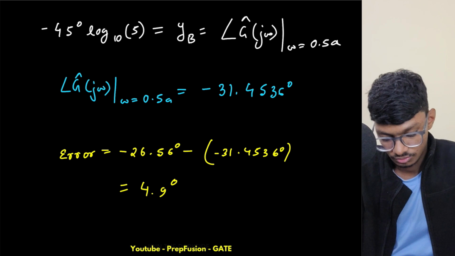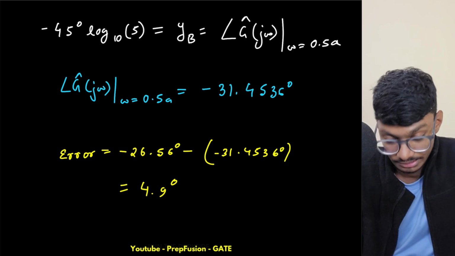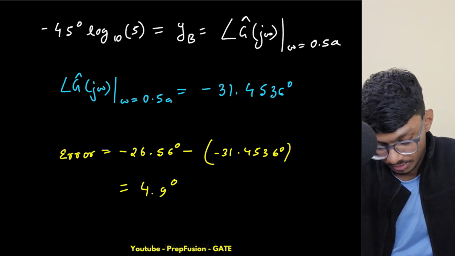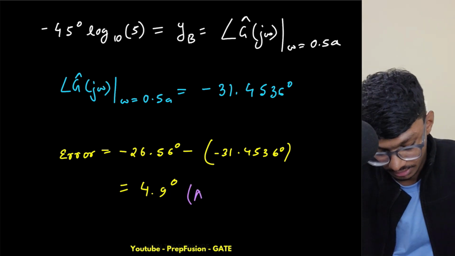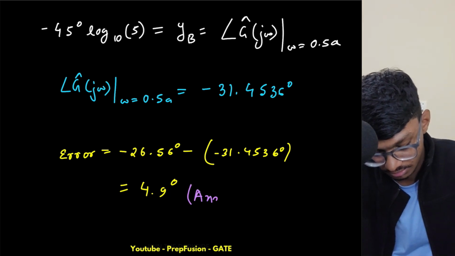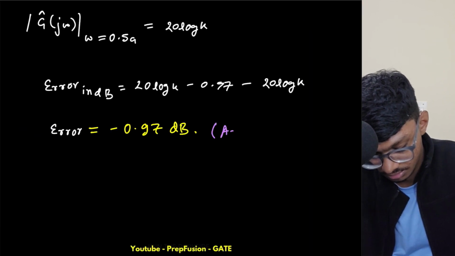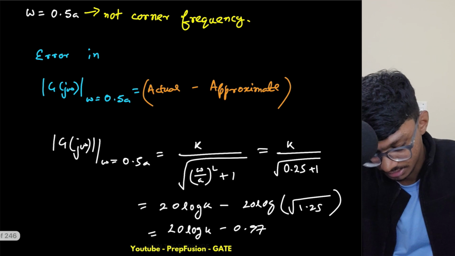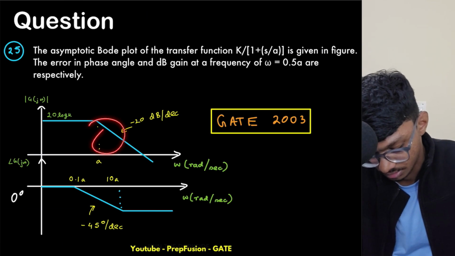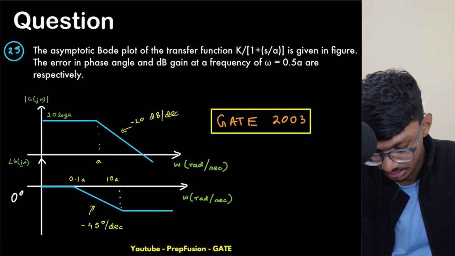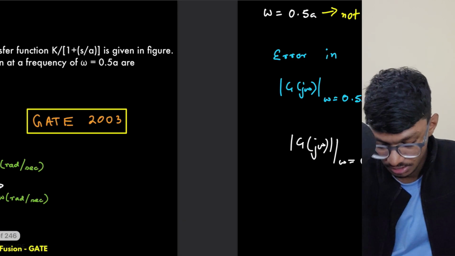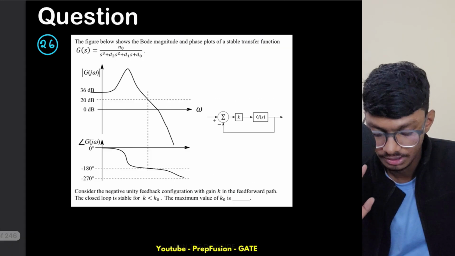Okay, so yeah, my answer will be this 4.9 degrees. This is the first answer, and this is the second answer. Okay, two answers, 4.9 degrees and 0.97 degrees. Okay, so yeah, these are the two answers basically. So this is it for this question. Let's move on to the next question.